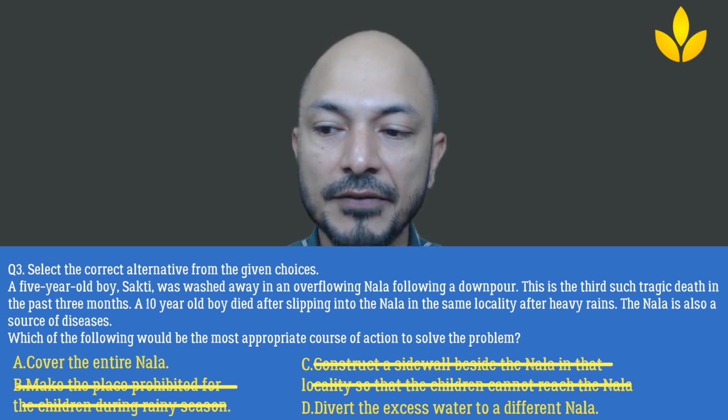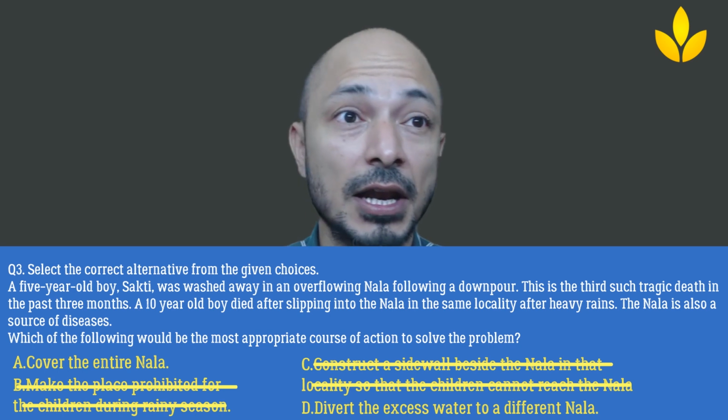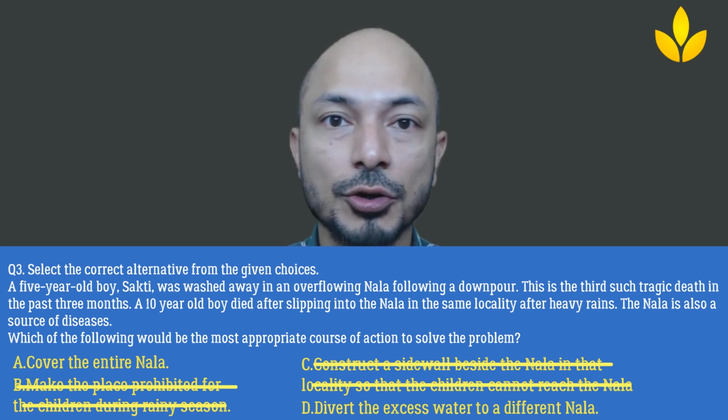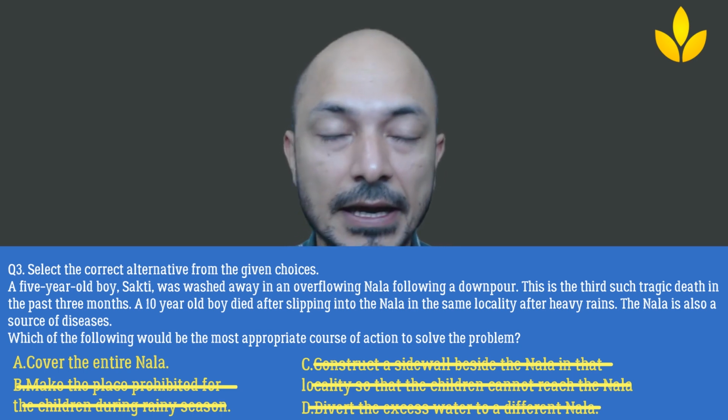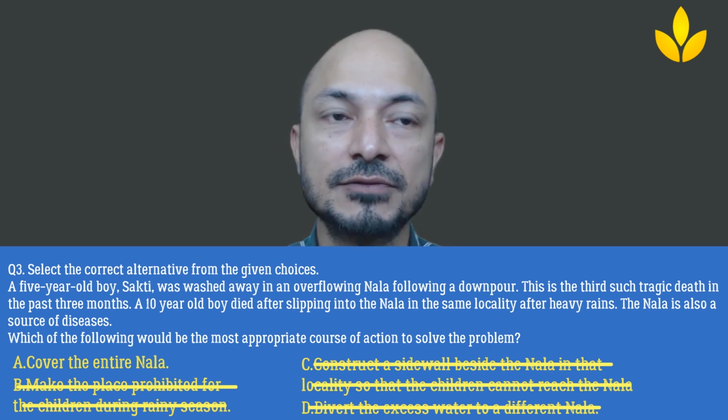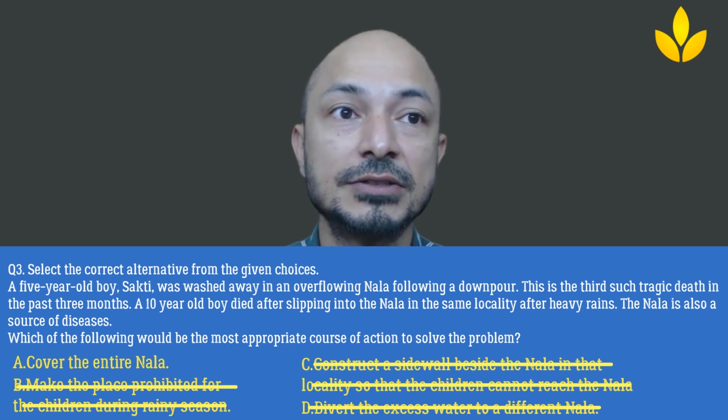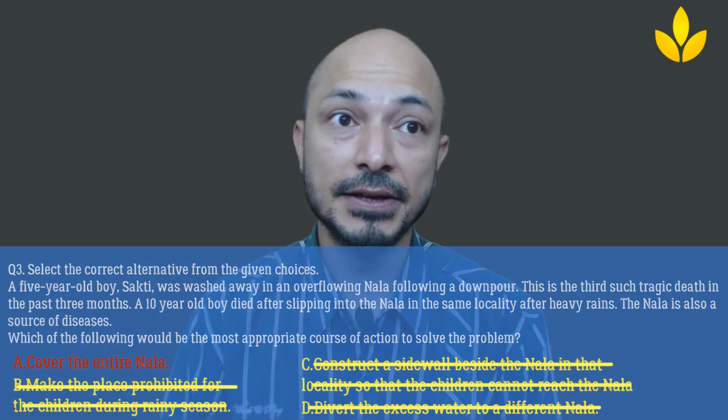Coming to option D, divert the excess water to a different nala. This course of action is not going to solve any of the problems over here. So we can again eliminate option D, which leaves us with the possible inference, which is option A, cover the entire nala.